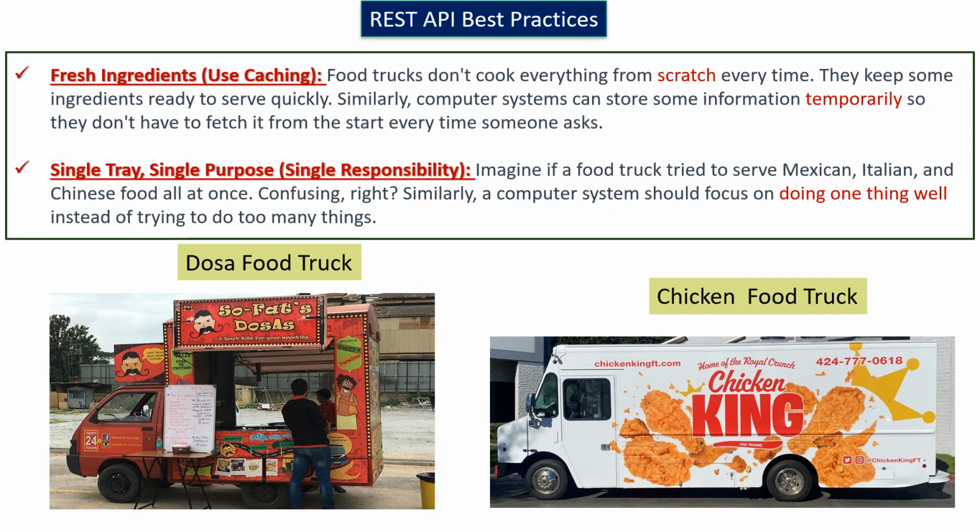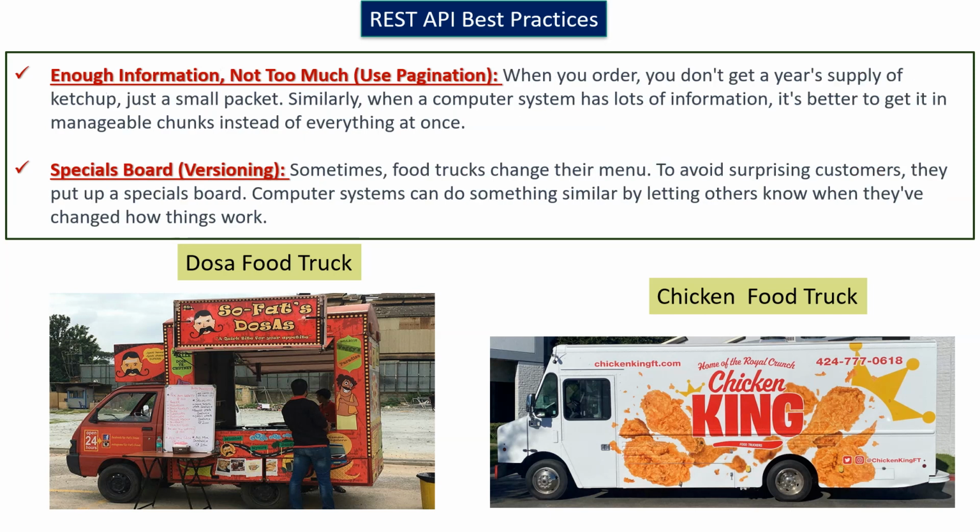Single tray, single purpose, which is equivalent to single responsibility. Imagine if a food truck tried to serve Mexican, Italian and Chinese food all at once. It is confusing, correct? Similarly, a computer system should focus on doing one thing well instead of trying to do too many things.